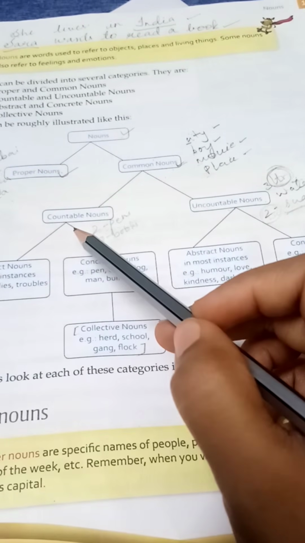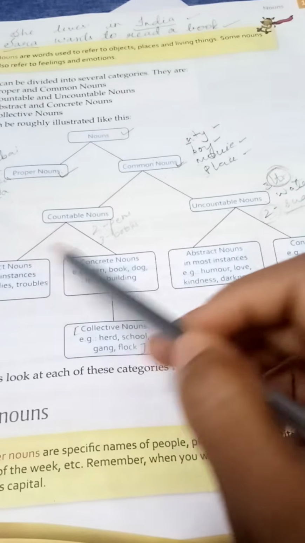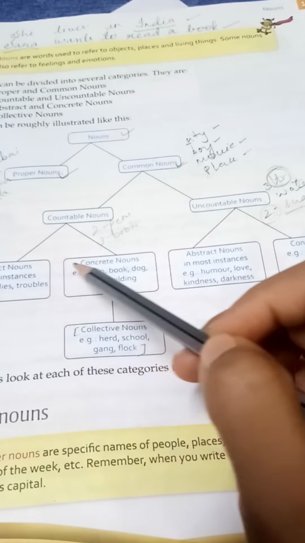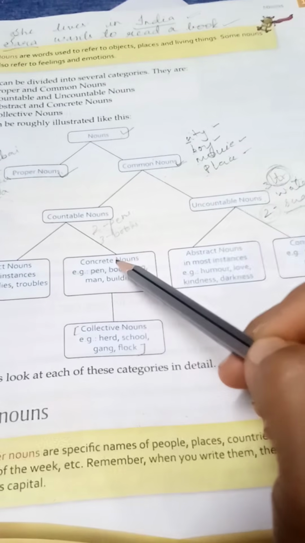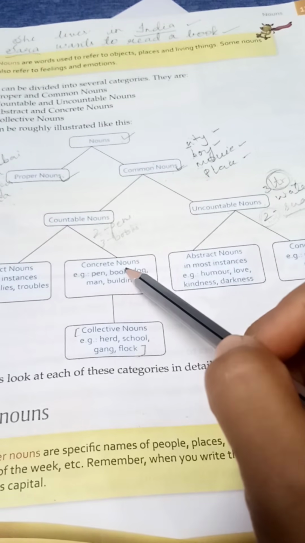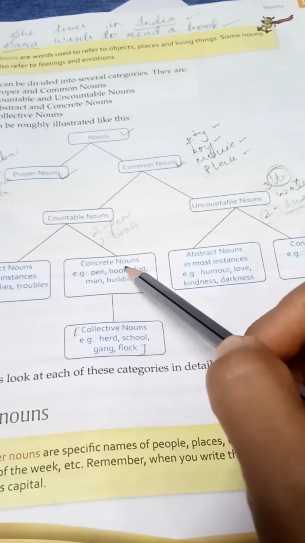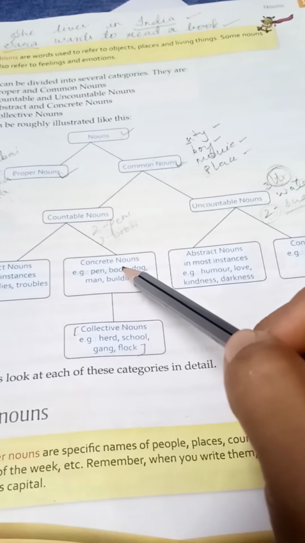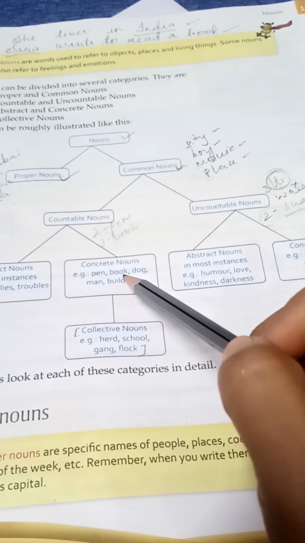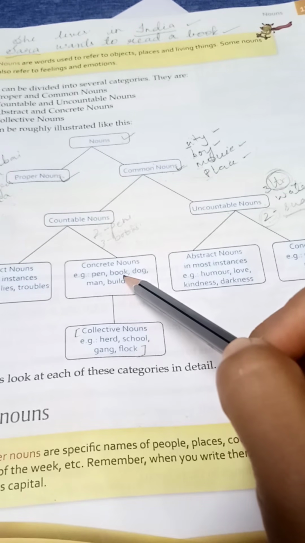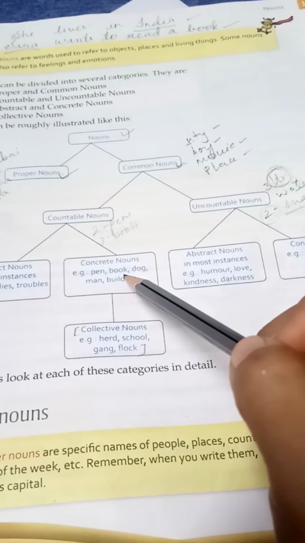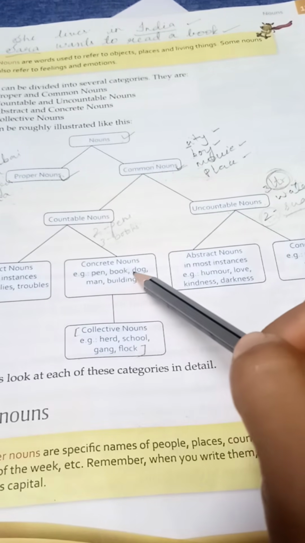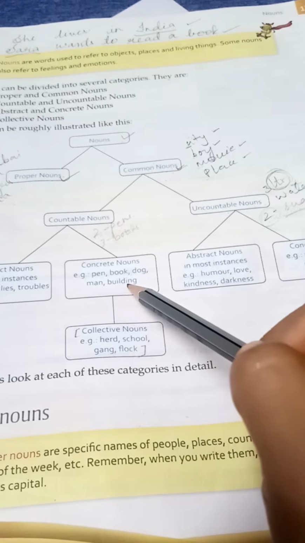Next, moving to the 2 types of countable nouns that we have, that is abstract nouns and concrete nouns. First, let me tell you the meaning of concrete nouns. Concrete nouns are something which go with experiences through 5 sense organs. Like for example, sight, smell, hear, taste and touch as well. For example, pen, book, dog, man, building.